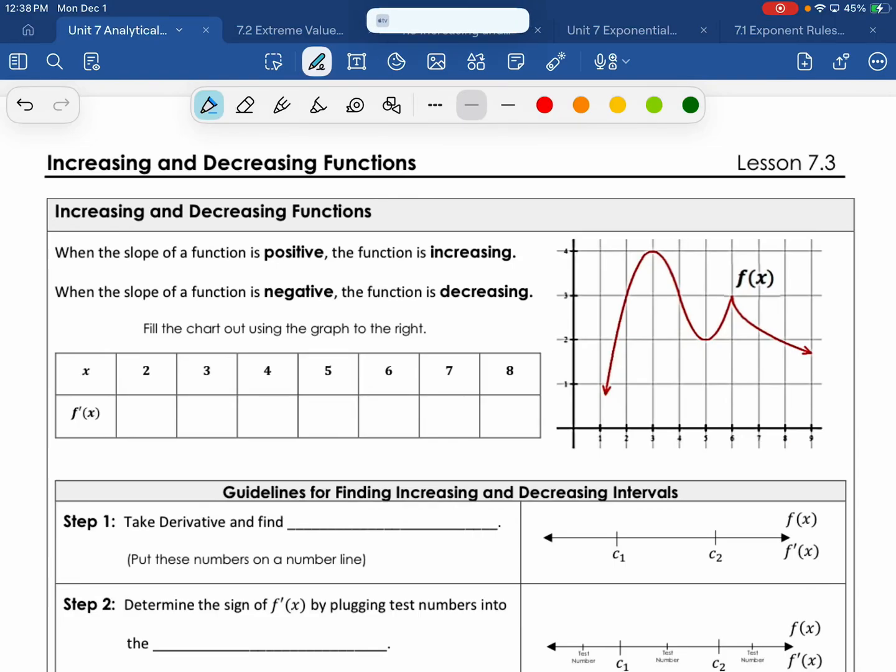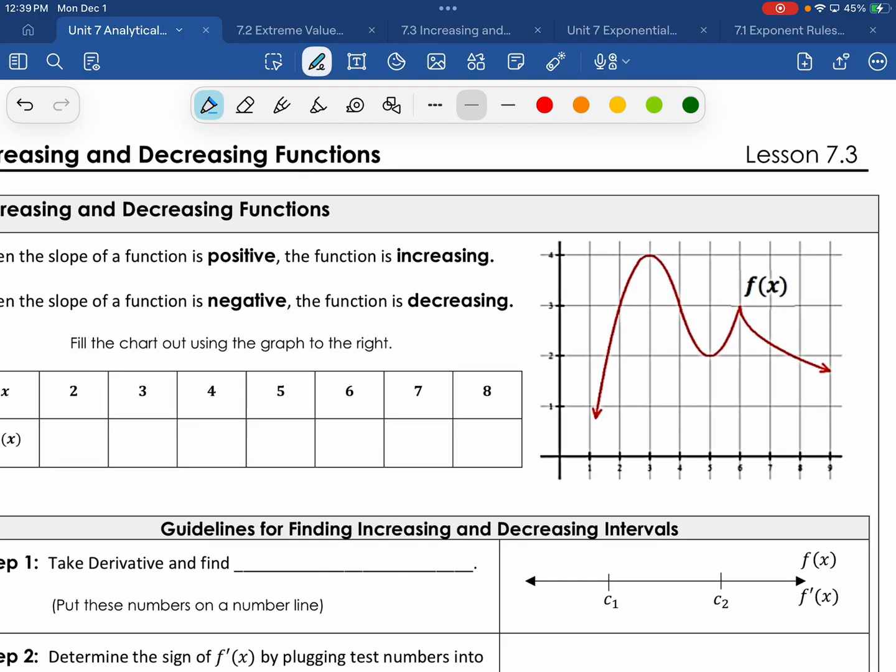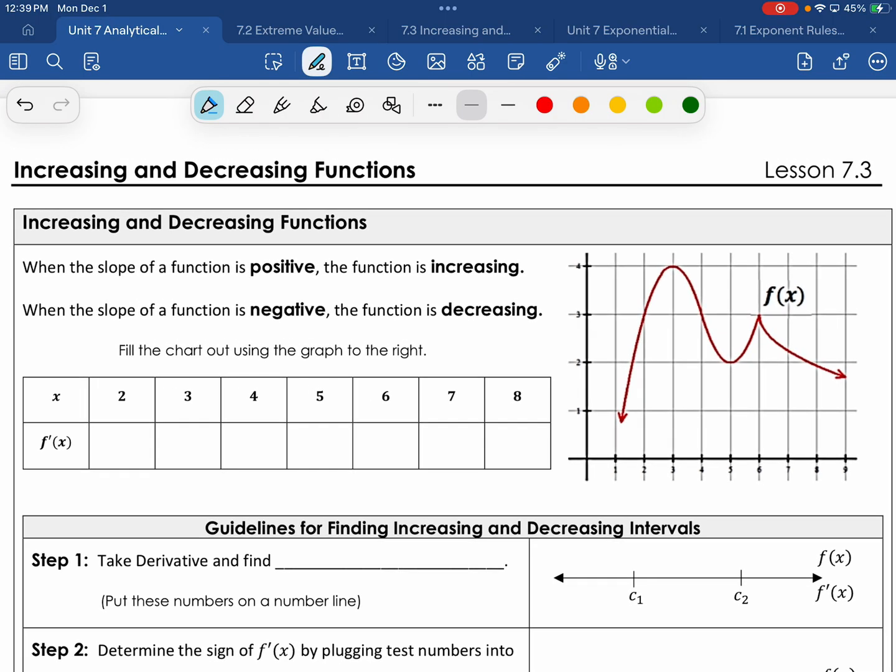Increasing and decreasing intervals. This lesson is going to feel like you're doing the same thing for a couple days. It's a similar process throughout this whole week. When the slope of a function is positive, the function is increasing. When the slope of the function is negative, the function is decreasing. So we can look at this graph here to help us fill out the chart.